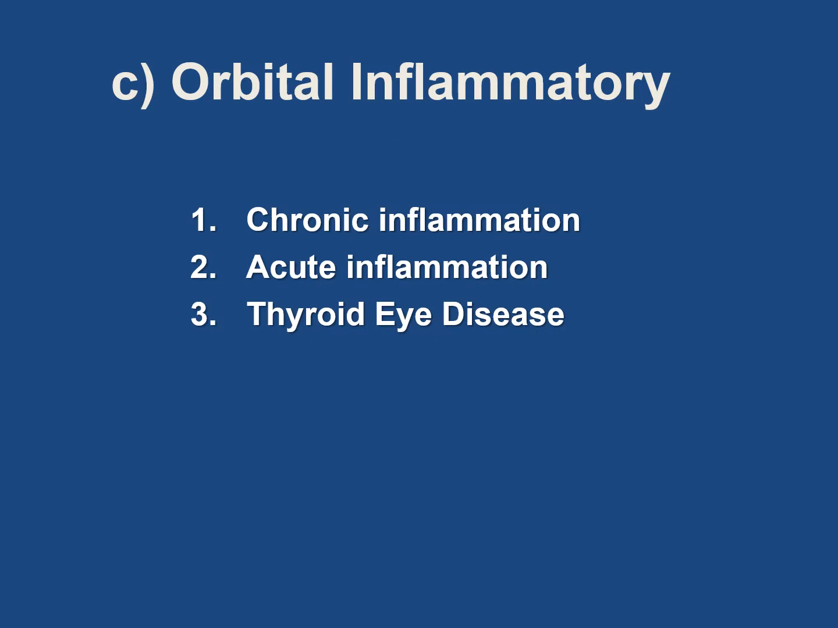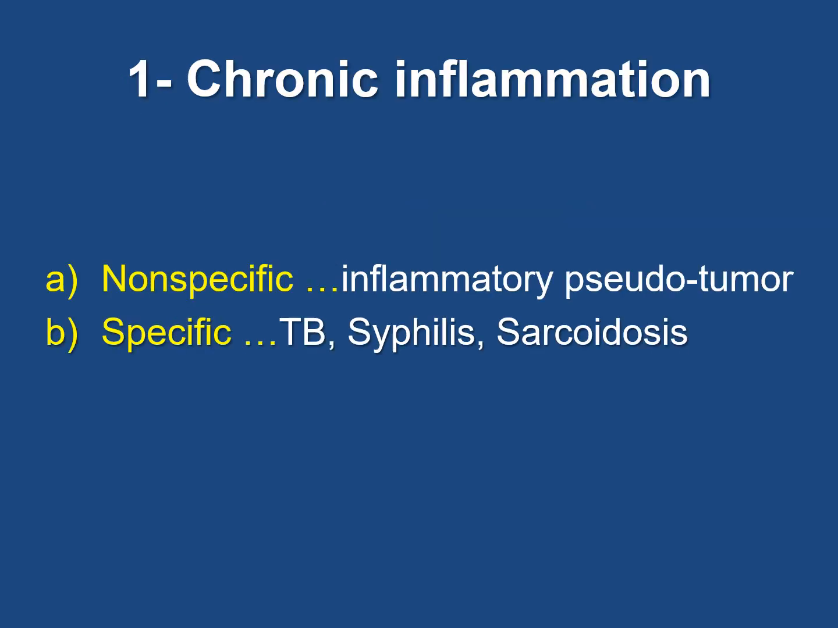Orbital inflammation is the third etiology discussed in our lecture. It can be classified as acute, chronic, or due to thyroid-related orbitopathy. Chronic nonspecific inflammation was called in the past inflammatory pseudotumor. It is differentiated from chronic specific inflammation by pathological examination of a tissue biopsy.